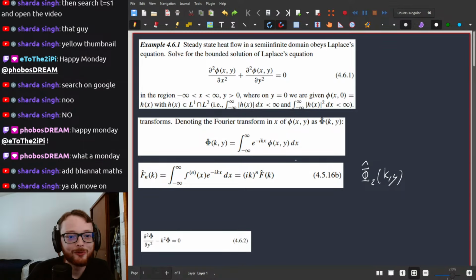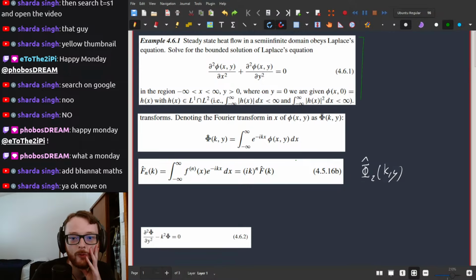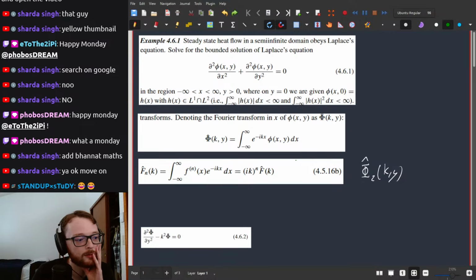So I want to work through this example from the textbook because they left a lot of gaps in their explanation and I want to fill in those gaps. The original prompt for the question is this first thing here. And the first gap I wanted to fill in was this transform. We're going to take the Fourier transform of phi with respect to x and then plug it into this original equation here.